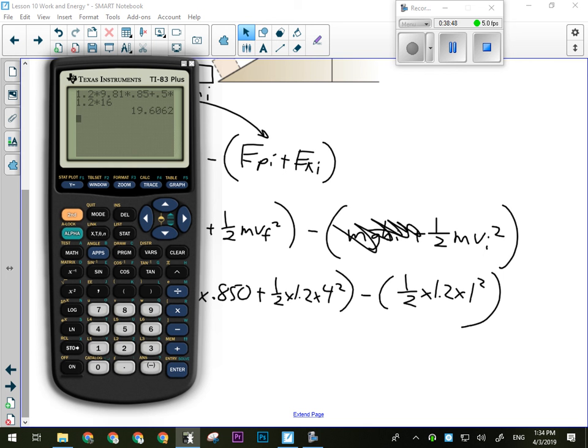All right, so at the top of the ramp, the box has 19.6062 joules worth of energy. Now I need to subtract how much energy it had at the bottom. So that'll be 0.5 times 1.2 times 1 squared. All right, so I have to do 19 joules worth of work in order to accelerate this box up this frictionless ramp. Okay. If friction was involved, where would I put it?